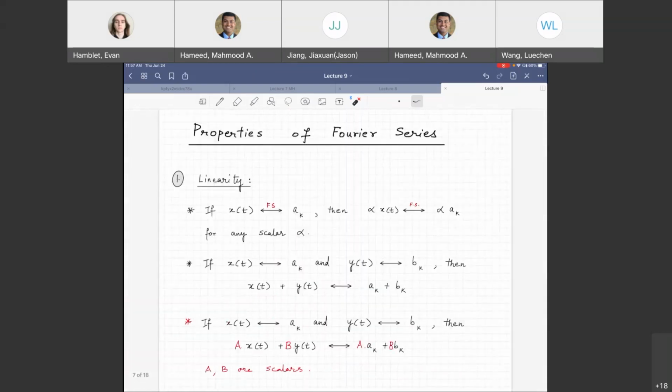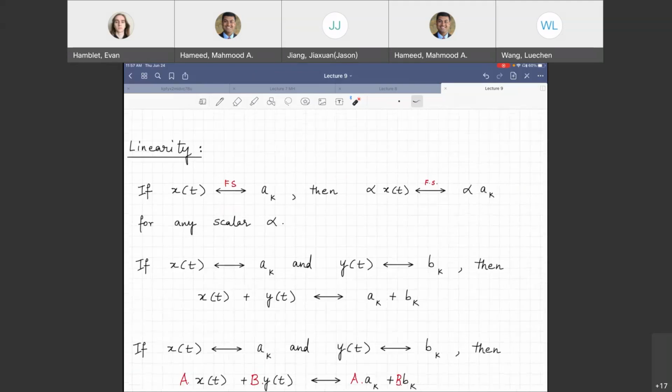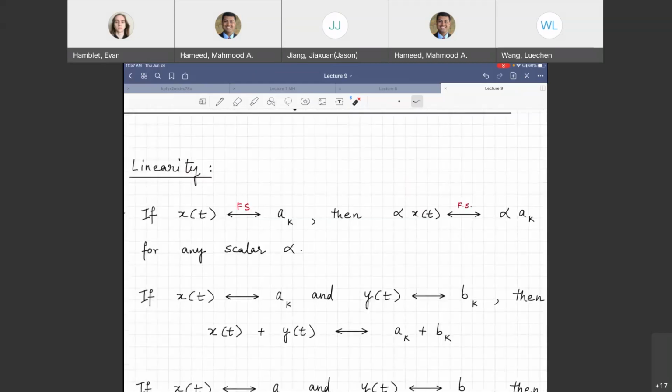Next. Properties of Fourier series. Some things are going to look very similar to properties of convolution. Linearity property, let's talk about that first. What do we have? x of t is a periodic signal whose Fourier series coefficients are given to us as a sub k. If that is the case, then if you multiply x of t with a scalar alpha, 5, 10, 100, the Fourier series coefficients will also get scaled by the same amount. Very easy to prove. You look at the integration formula for a sub k, you multiply x of t, and it's going to be the same as multiplying a sub k by that same scalar.